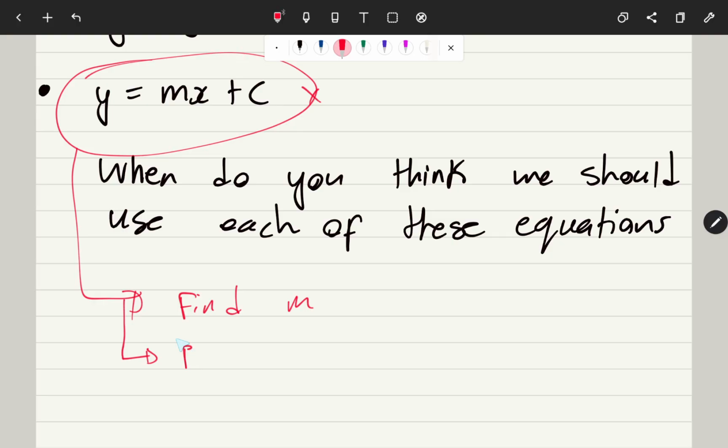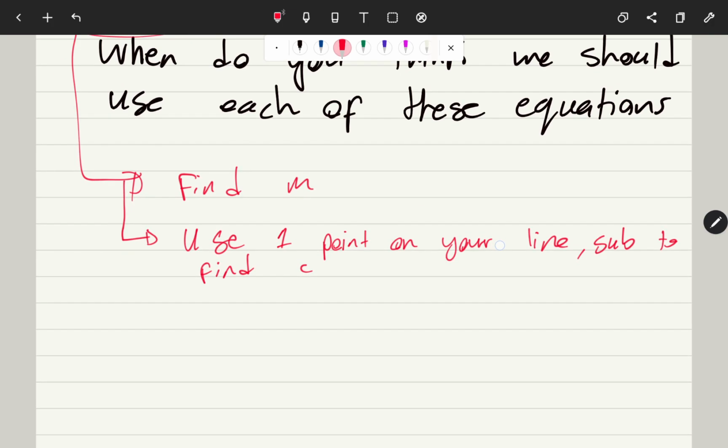you use one point on your line. You substitute it to find what? To find C. Then you'll be done. Because then you're going to have C equals y minus your gradient, which you already calculated, times x.